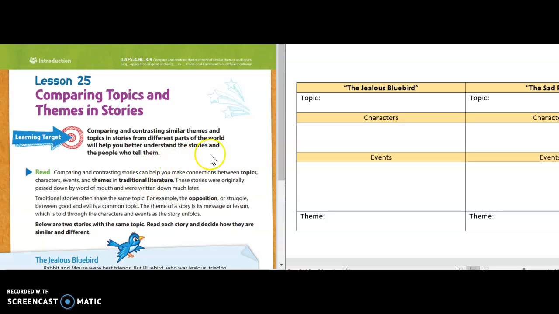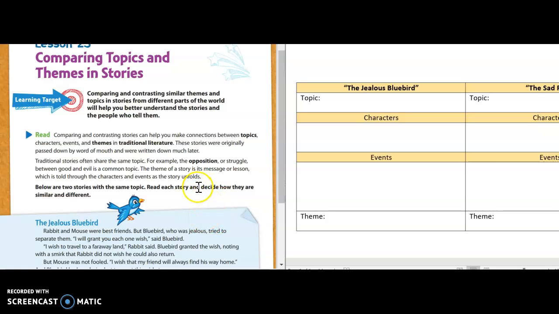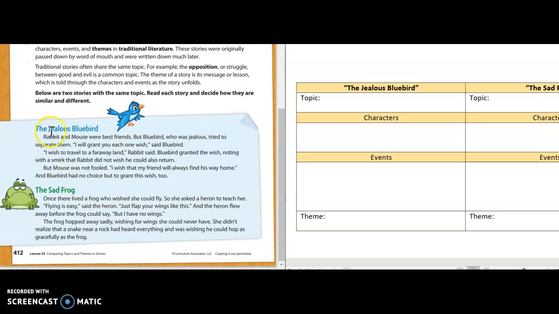So a lot of the stories we're going to read this week have been passed down by word of mouth and were written much, much later. So stories that are passed down by word of mouth can sometimes change, right, as they are told time after time. So we have two short stories here that Mrs. Body is going to read for you. One is titled The Jealous Bluebird, and the other one is The Sad Frog.